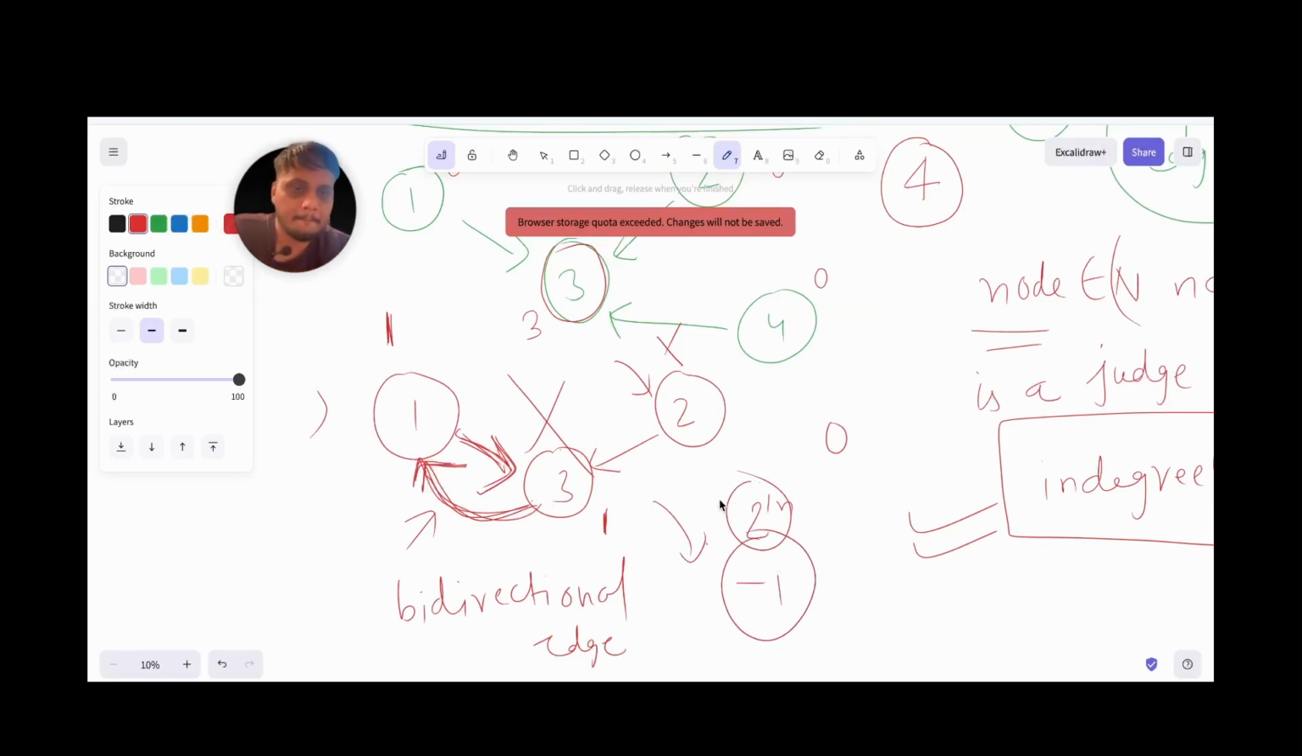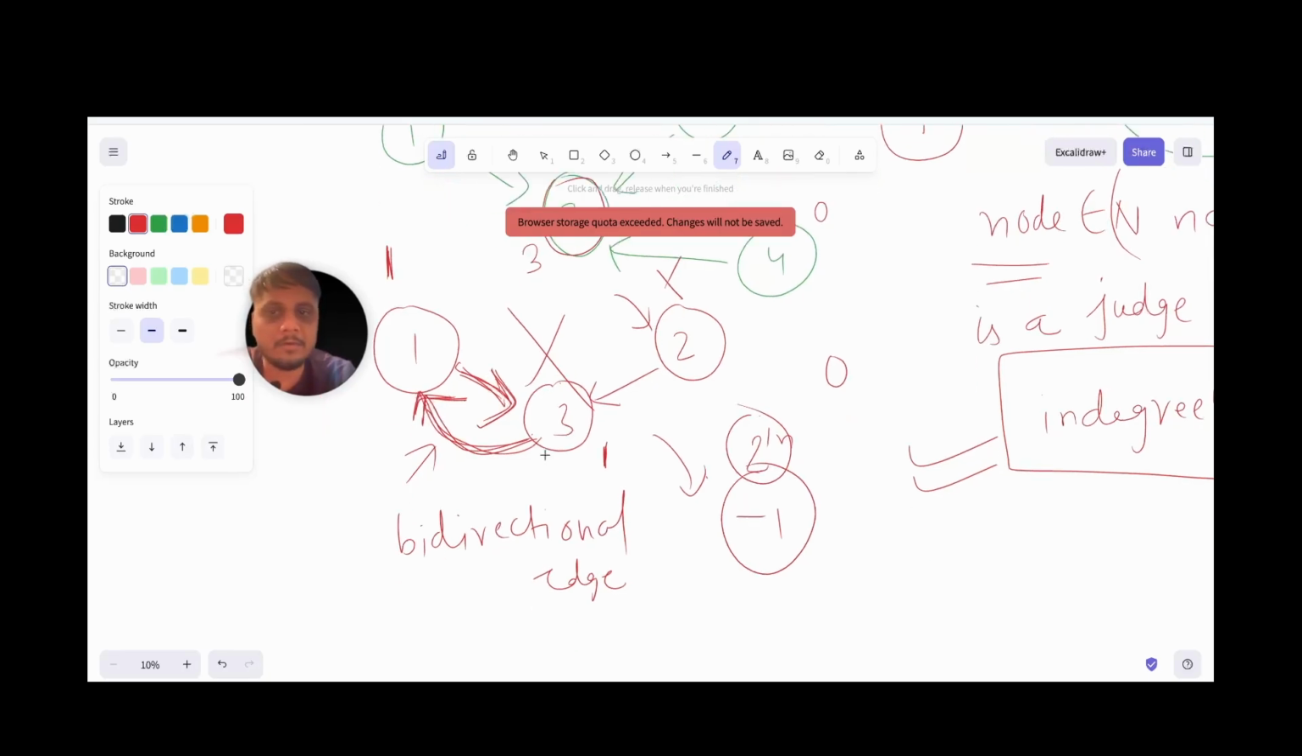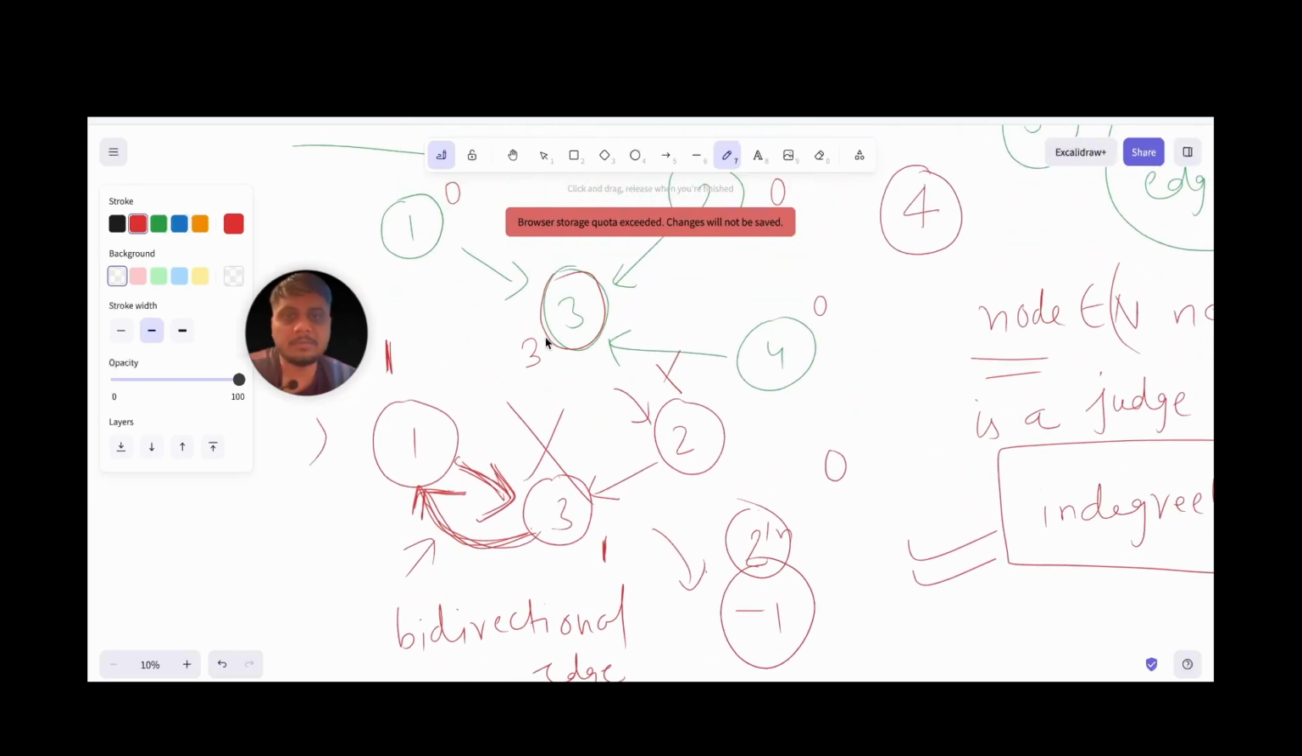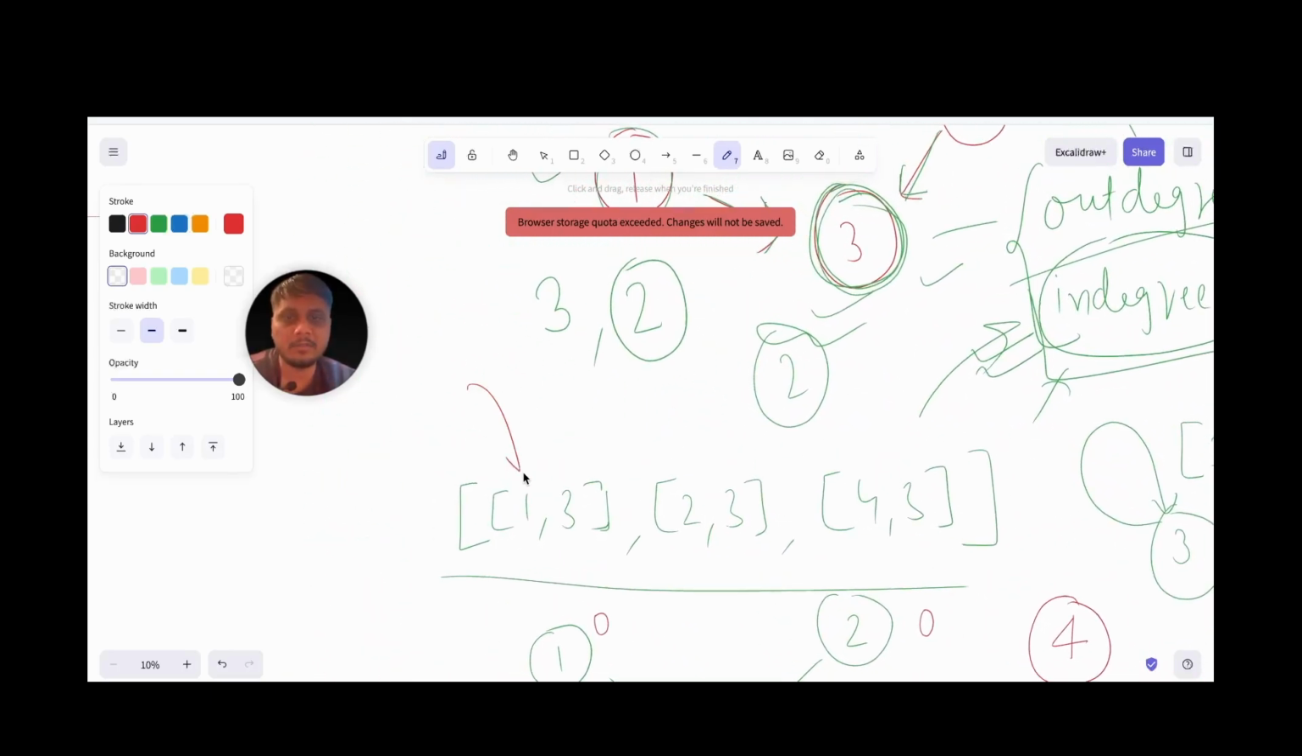Okay, let's move ahead. Let's jump to the code implementation part of this particular example. All we have to do in order to solve this is to count the degrees. What degrees? Just indegrees. That's all. So iterate over all the relationships, like here in this case, iterate over this pair.